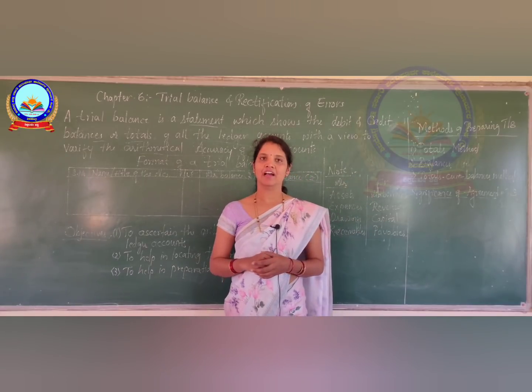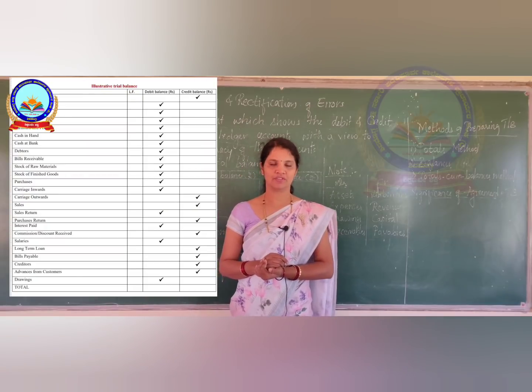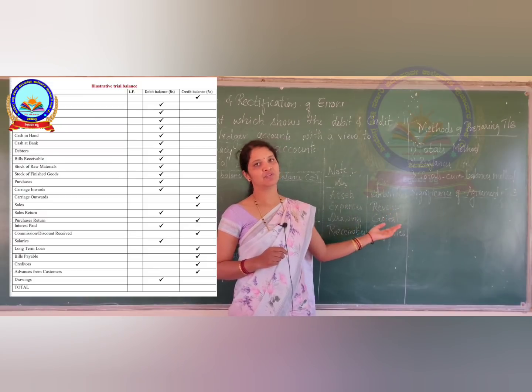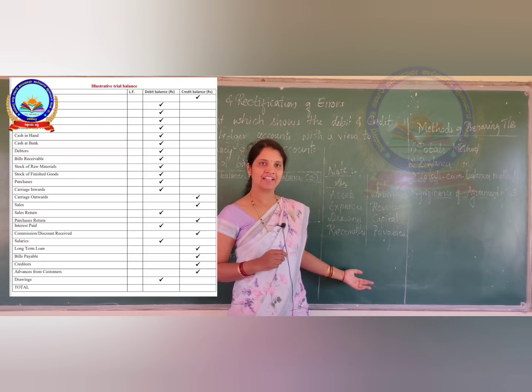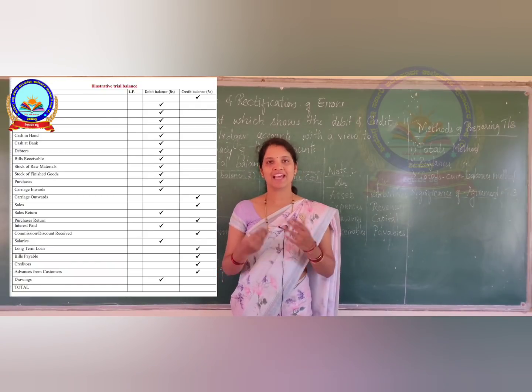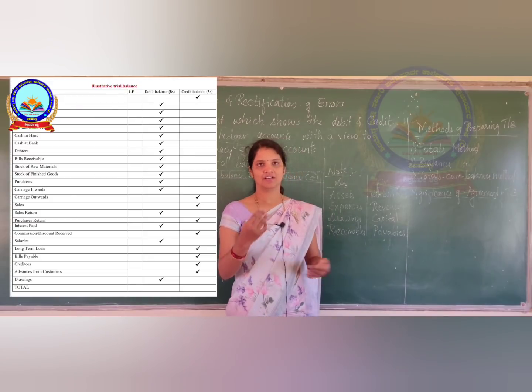You will see an illustrative trial balance in the screen. Please make a note of it. It includes many assets, liabilities, expenses, revenues, drawings, capital, and some receivables, payables, etc. Bills receivable, bills payable, salary payable, rent receivable. So these are some examples for this. Make a note of it.